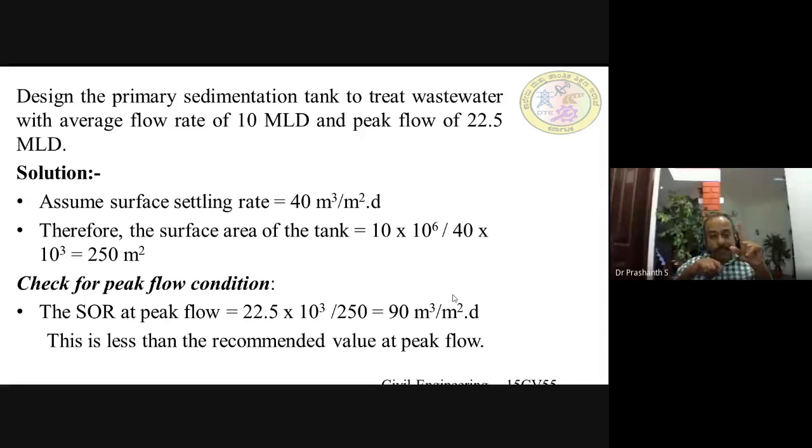So will this tank surface area, whatever we have got now, take up the peak flow load? Let us check it. The SOR at peak flow is 22.5 into 10 to the power 3 by 250. So it comes around 90 meter cube, and definitely 80 to 120 meter cube per meter square day is the surface loading rate at peak conditions you have seen in the previous slides. So 90 meter cube, whatever we have got, is well within the limits. So this is good for the peak flow.